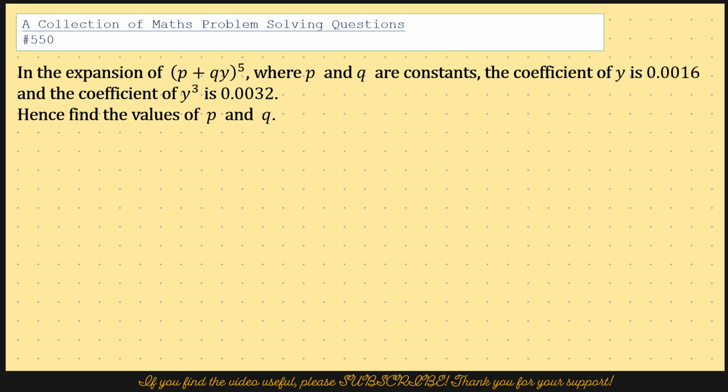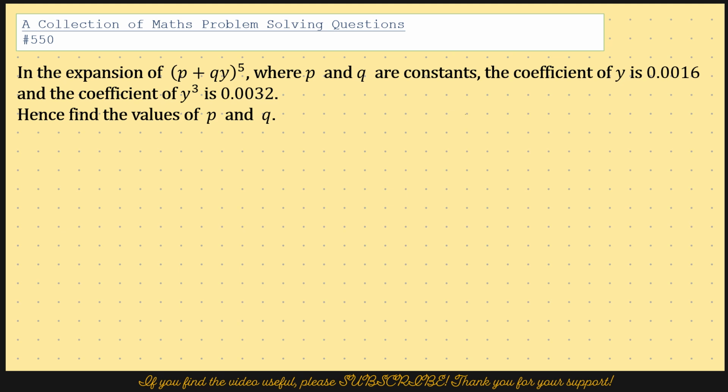In the expansion of (p + qy) to the power 5, where p and q are constants, the coefficient of y is 0.0016 and the coefficient of y cubed is 0.0032. Hence find the values of p and q. So the first step is to actually expand this term.